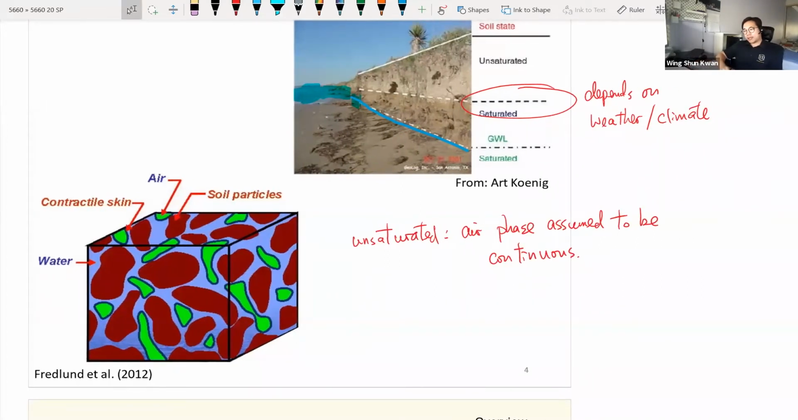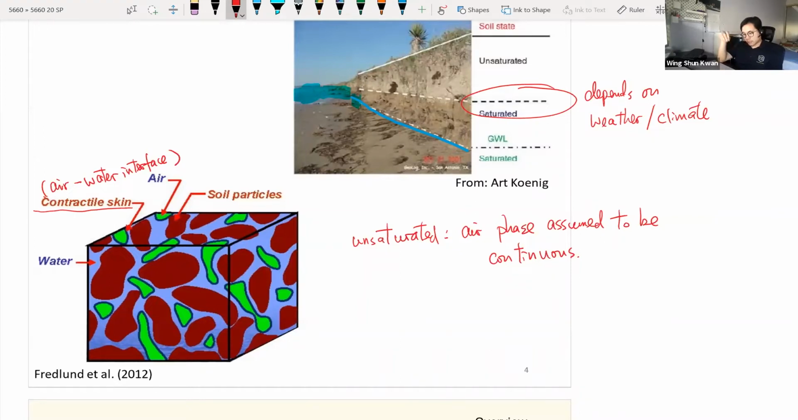So we are talking about the interactions between the soil and the water, and the interactions between the soil and air. And in fact, in unsaturated soil mechanics, we also need to consider the interactions between air and water, which give you the contractile skin. So this is the air-water interface. Between the air and water, there is a kind of membrane layer, which is the contractile skin. It's very interesting.